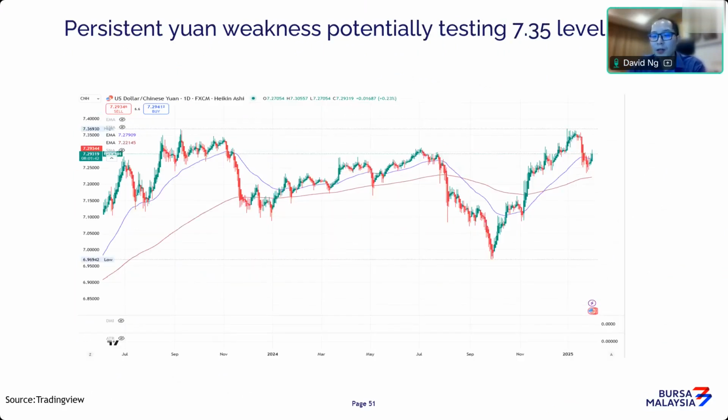Now, if you just look at CNH, the Chinese currency pair, 7.35 is what we call a critical level. This is what the government also deems a critical level. So anything above 7.35, I think the government will start to step in. But from a technical perspective, you can see that the weakness in the Chinese currency is quite persistent, because, as I mentioned earlier, the economy is not doing well.